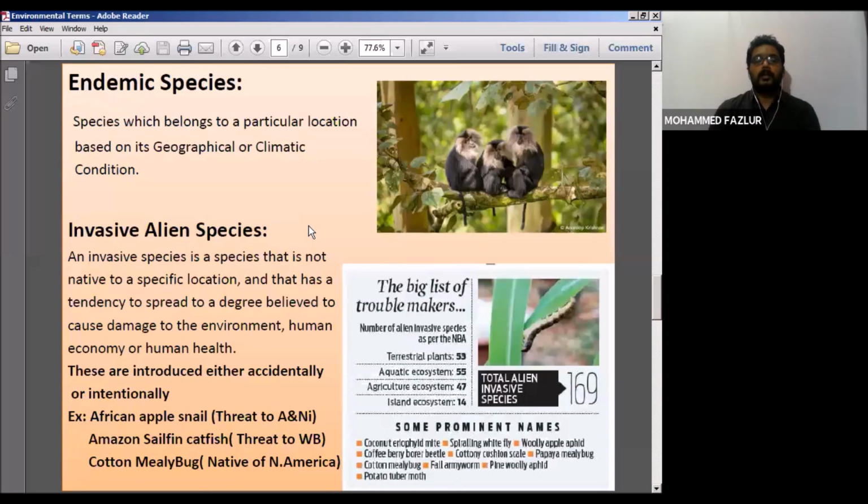Next point, invasive alien species. An invasive species is a species that is not native to the specific location. When it is native, that will be endemic. If they are not native, they are called alien. Simple. When they are native, they are called endemic. If they are not native, then you definitely call them alien.